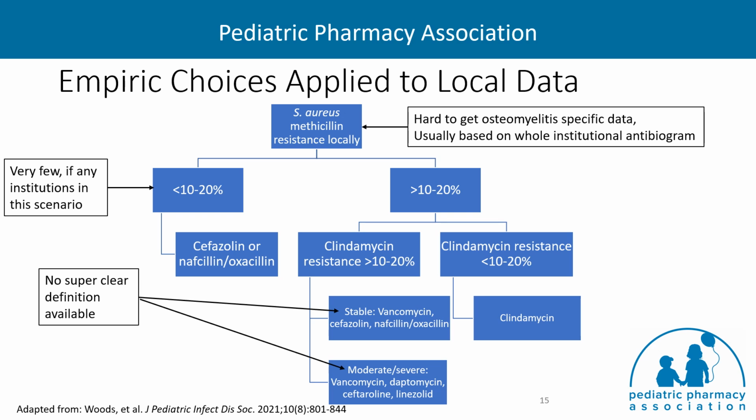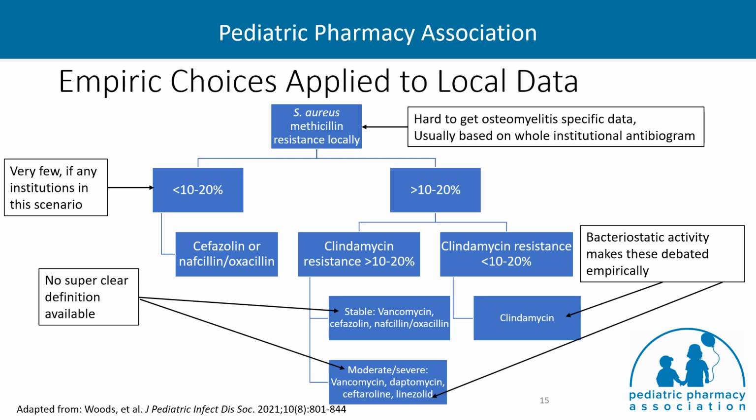Then once you get down into the whole stable versus moderate to severe differentiation, which could lead you down different paths, this can be really difficult to figure out, what is considered stable in one patient versus another. I typically say if they're not in the PICU, then they're reasonably stable, but there are lots of different definitions out there, and it leaves it up to a little bit of subjectivity here.